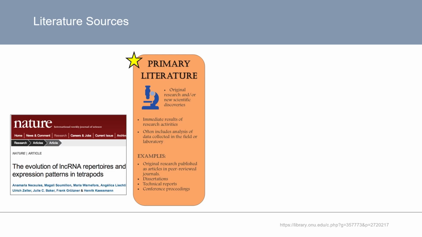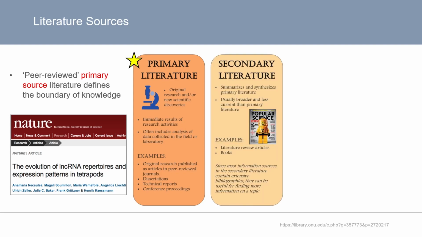The well-known journal Nature is one of many journals that includes peer-reviewed primary source literature, which are the best sources defining the boundary of human knowledge. Beyond primary is secondary literature. These sources summarize and synthesize the primary literature. These publications or articles are usually broader and less current than primary literature. These can include review articles, books, and even magazines like Popular Science.